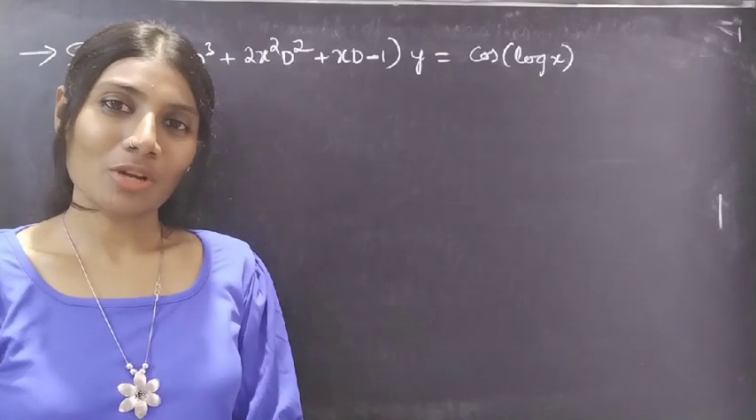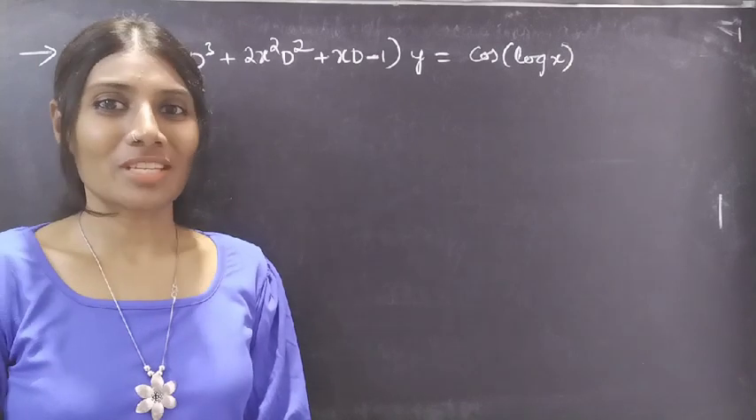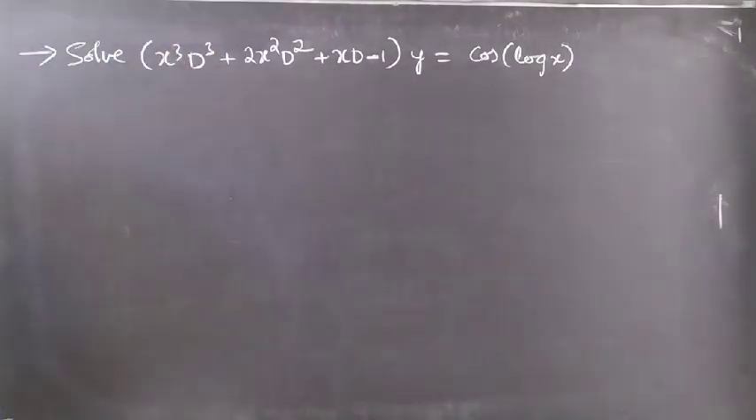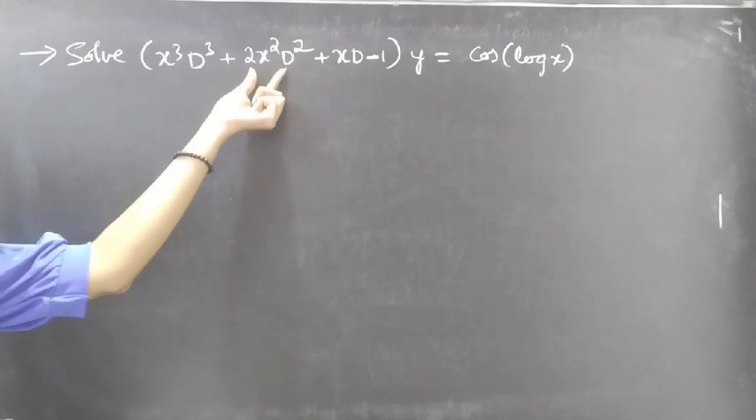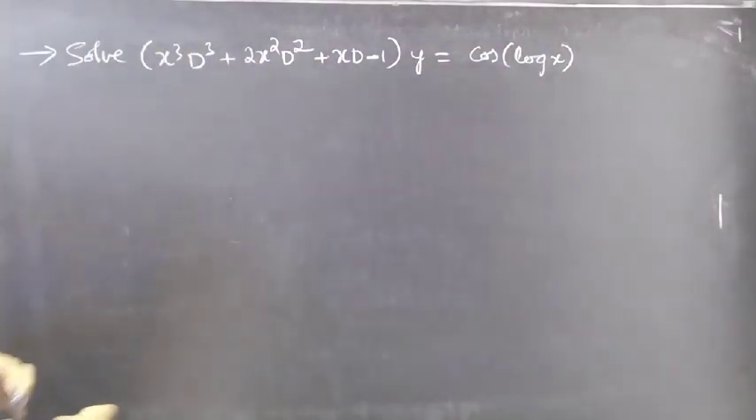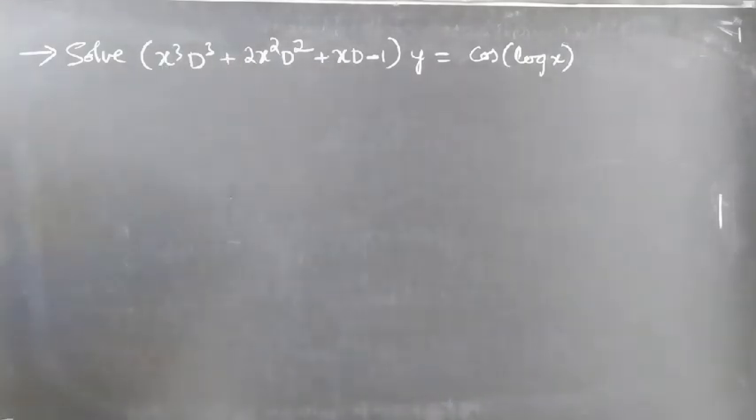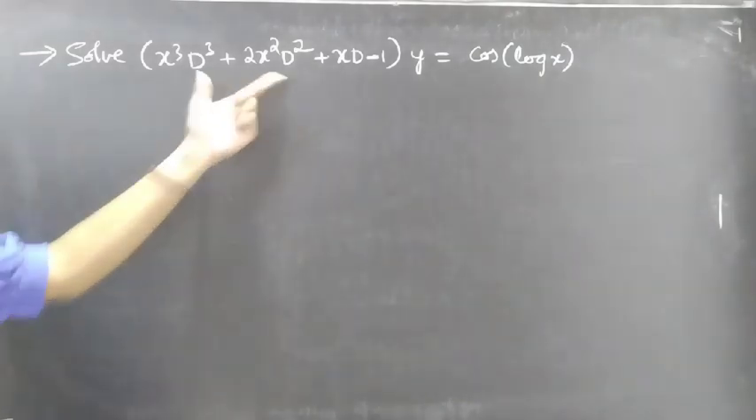In this video, we are going to solve a differential equation from higher order linear differential equations with variable coefficients. So let's get going. Problem: solve x cube D cube plus 2x square D square plus xD minus 1 into y equals cos of log x. Here we are given a differential equation with variable coefficients, right? Now we are going to reduce this to a differential equation with constant coefficients by making some substitution, and also we are given a Cauchy's equation.